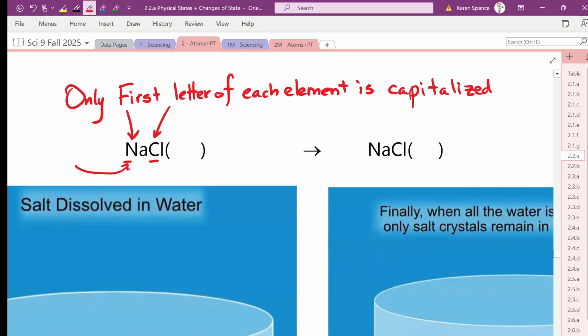So for example, Na is sodium. And Cl is chlorine. Chlorine, although when it's together in a compound, it actually gets called chloride. So I'm going to call it chloride for now. Okay, we'll talk about why that is later.